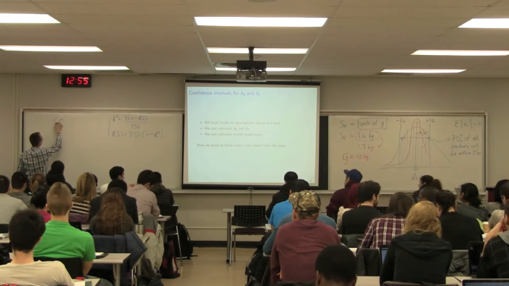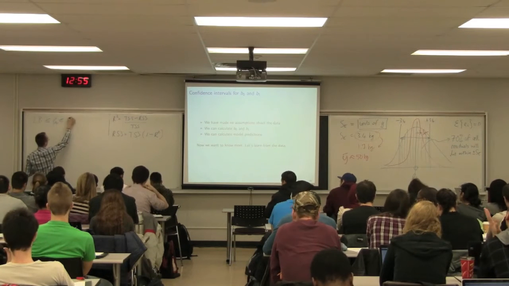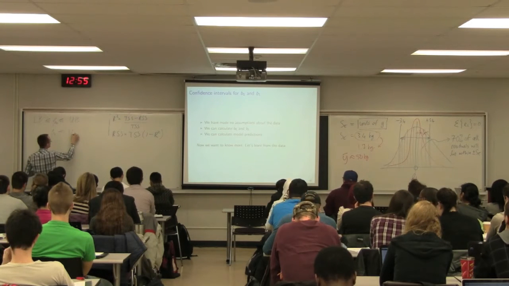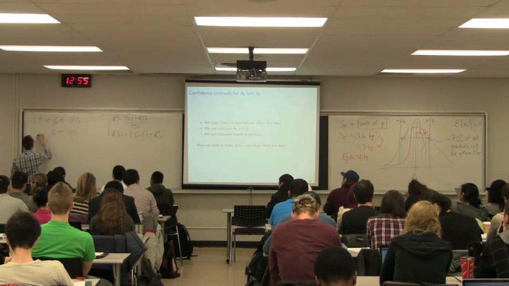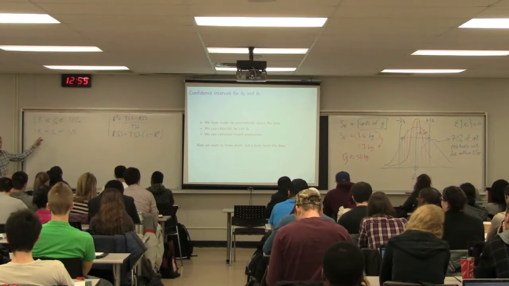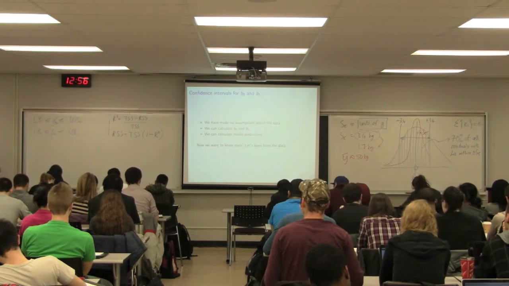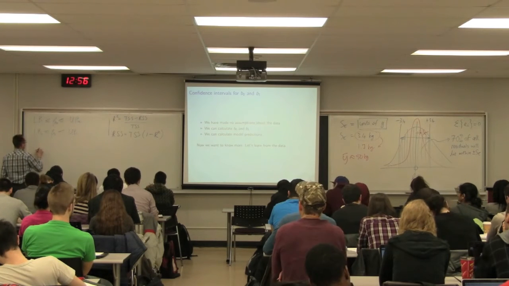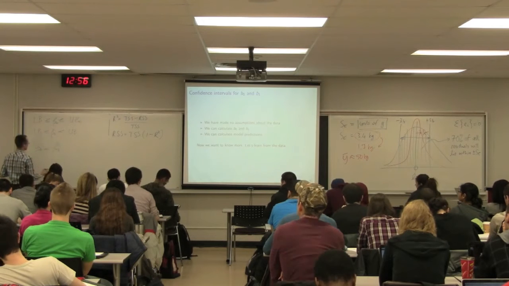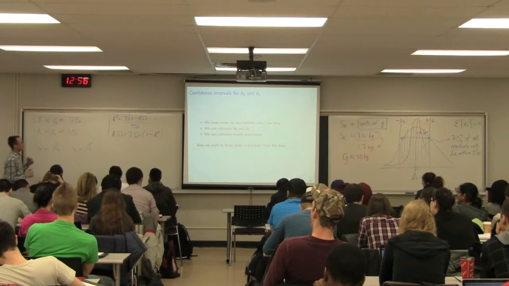So I'd like to say beta 0 lies between some lower bound and some upper bound. And I'd like to say beta 1 lies between some lower bound and some upper bound. These are the true population parameters. Beta 0 and beta 1 are unknown. What we do is we say B0 is an estimate of beta 0, and B1 is an estimate of beta 1. That's the best we can do.